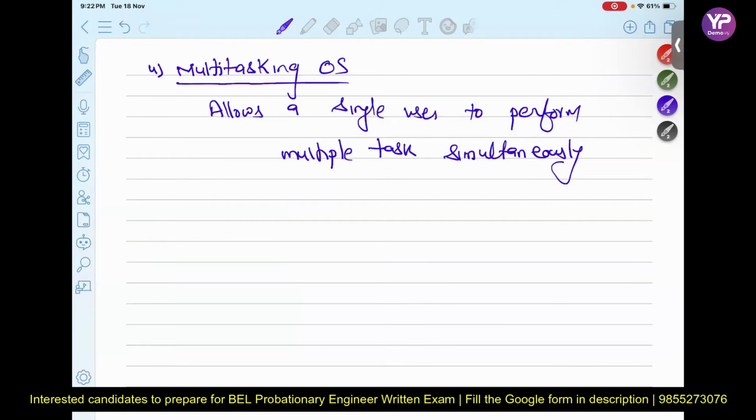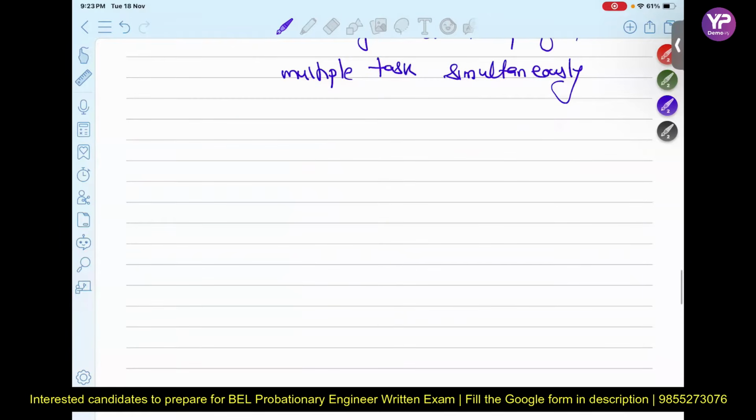Fine. We are thinking that they are executing simultaneously, but in general they are executing one after another in a time sharing mode. But they are with such a high speed that we think that they are executing in parallel. Okay, so that is multitasking. So current Windows operating systems are examples of multitasking.